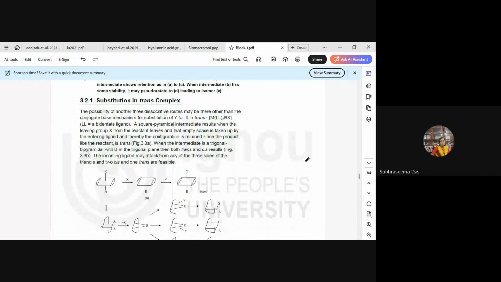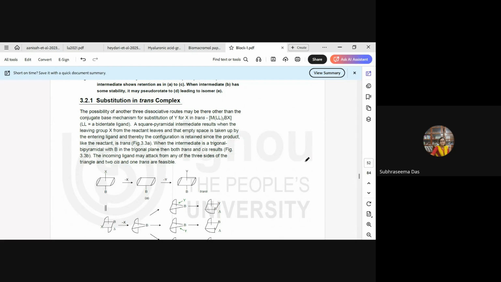Then we'll talk about substitution in trans complexes. There may be three other dissociative routes, other than the conjugate base mechanism. In the last class and even today we have seen that the conjugate base mechanism has been accepted as the most probable mechanism for substitution reactions, whether in ligand substitution in square planar complexes or octahedral complexes. But there are other mechanisms also possible.